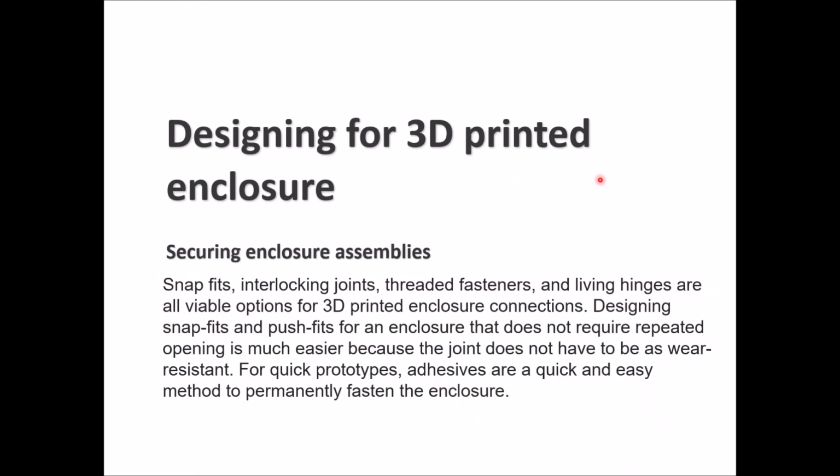Now, securing your enclosure assemblies. After you design your enclosure with certain visual properties, you want to make sure the enclosure can assemble together. Of course, an enclosure is not one part, it's two parts that are coming together in a certain mechanical or electromechanical way. So to secure your enclosure, you can go either with snap fits or interlocking joints or threaded fasteners or living hinges. All of these are possible options for enclosure design and enclosure assembly and connections.